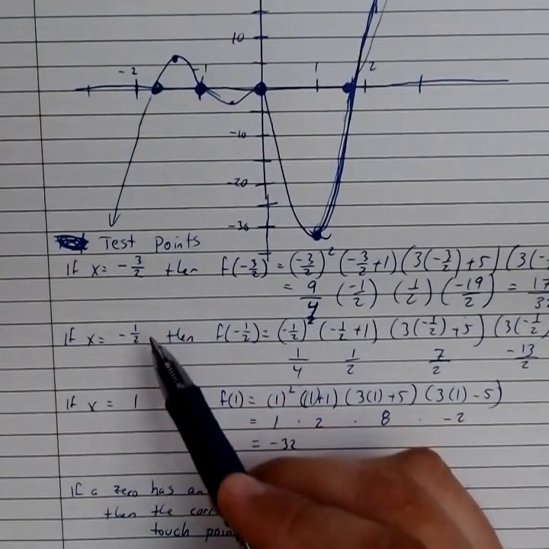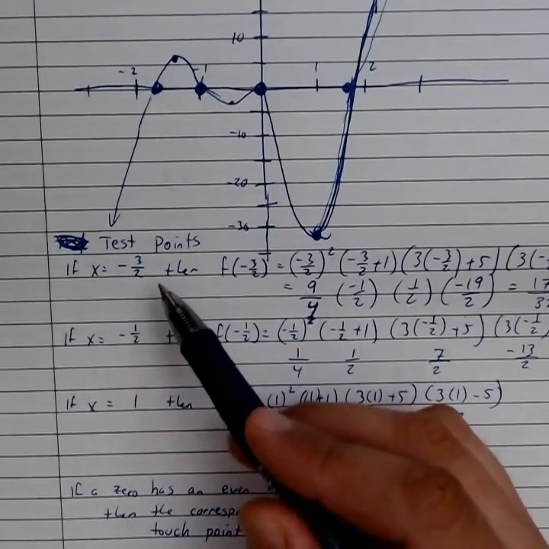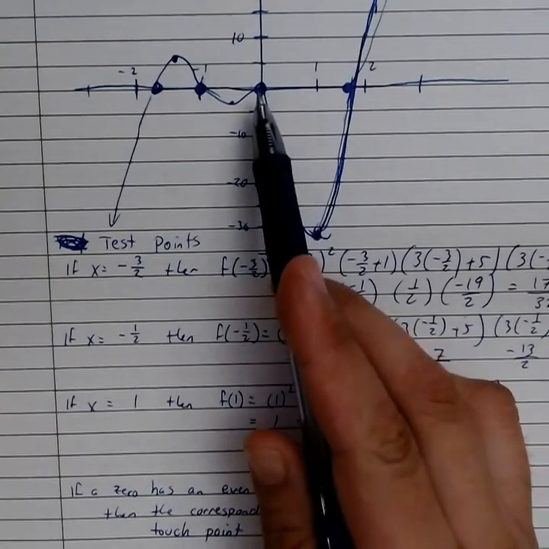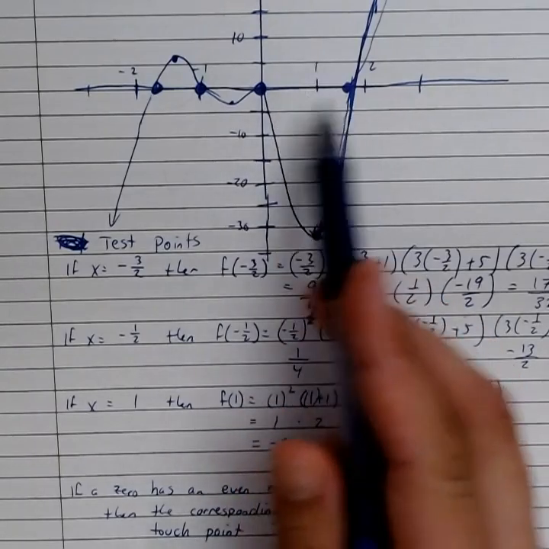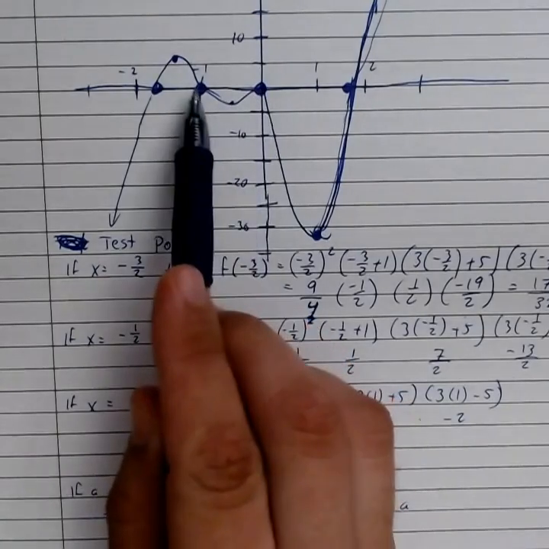Sometimes your test points have to be fractions. That's the way it's going to work for that particular problem, but try to choose the simplest numbers that you can. Here I had a choice of numbers between 0 and 5/3. I chose 1 because 1 is a lot easier than any of the fractions that I might have had.